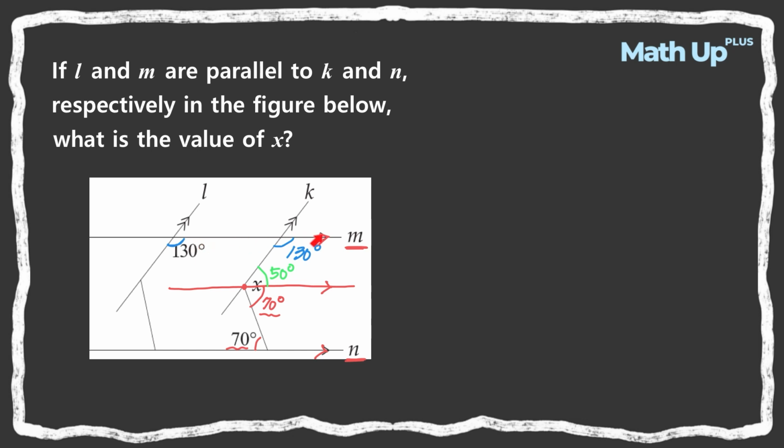Because these two lines are parallel and this is our transversal, these two angles are consecutive interior angles and their sum is 180, right? So the value of x is equal to 50 plus 70, which is equal to 120.